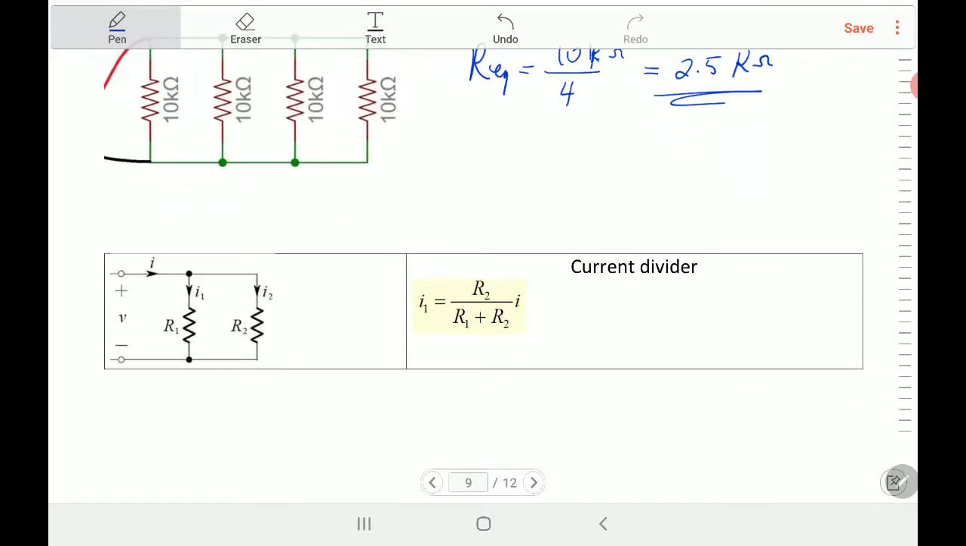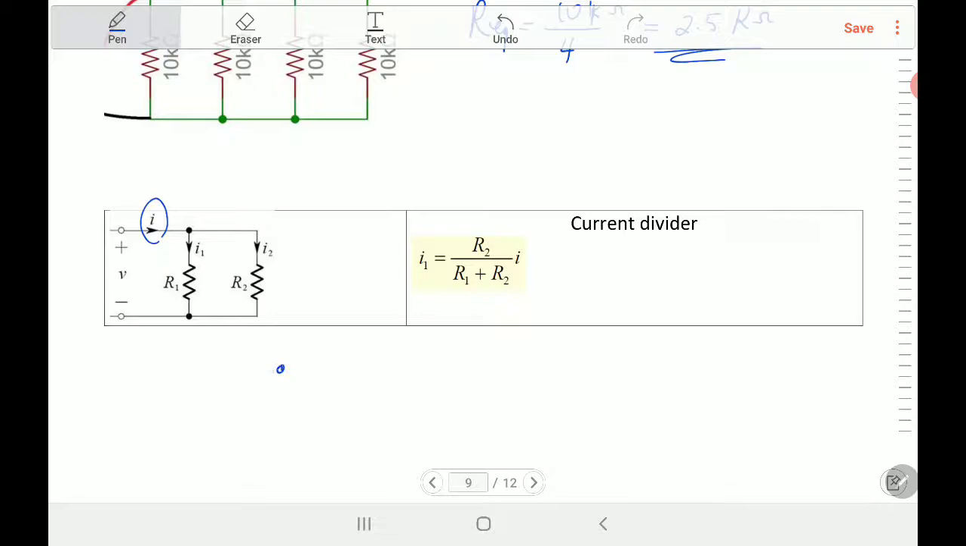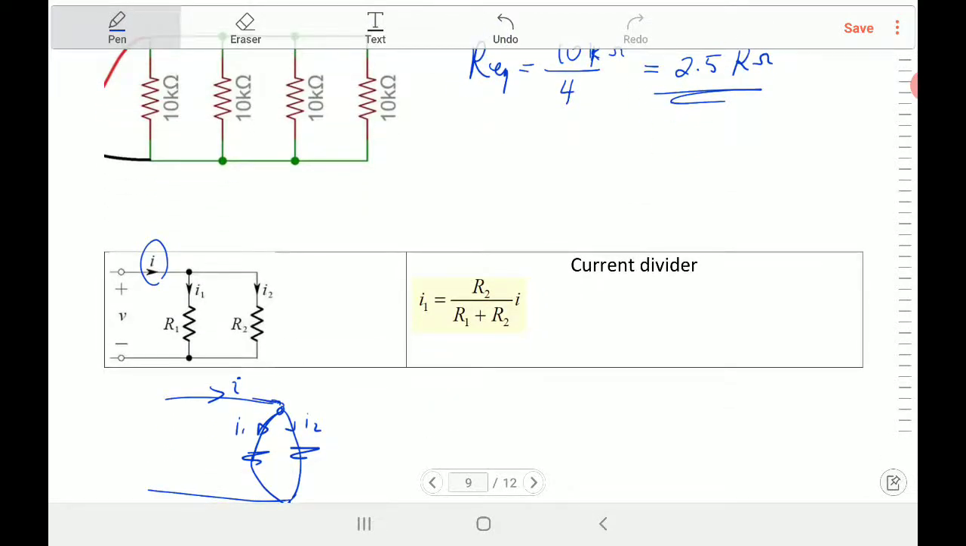Current divider. Current divider is different from voltage divider. Here we divide the current. This is the total current entering this node. If I sketch it in a different way, you have two branches. You have a resistance here, you have a resistance here, and then there is a total current going here. So it distributes I1, I2. But observe something here. The voltage across R1 is the same as across R2. That's different from the voltage divider. Voltage divider is the opposite.